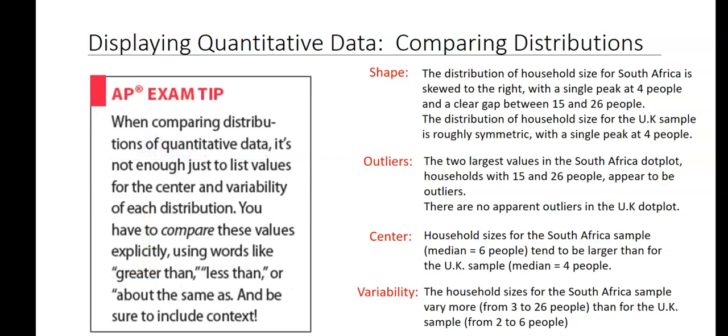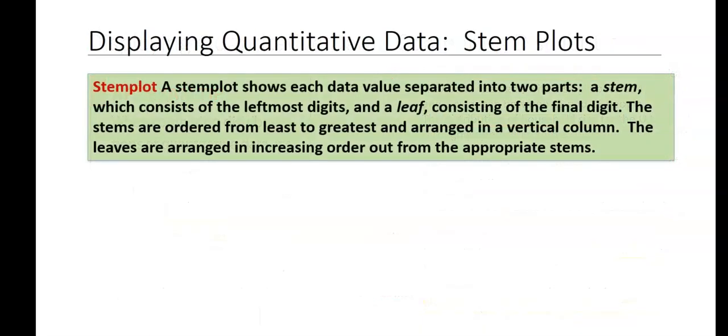It's not okay to just list the values. If you say the median of this one is 6 and the median of this one is 4, you won't get credit unless you say the median of South Africa, 6, is larger than the UK median of about 4. And use context as well. So when we say context, 4 people, 6 people. So we always like to talk in context there. What do those terms mean? And again, context, household sizes, distributions of household sizes.